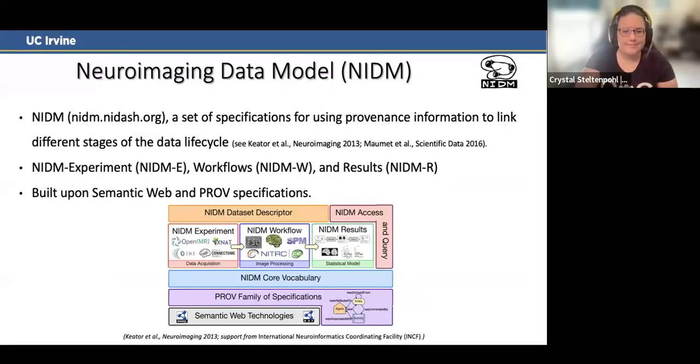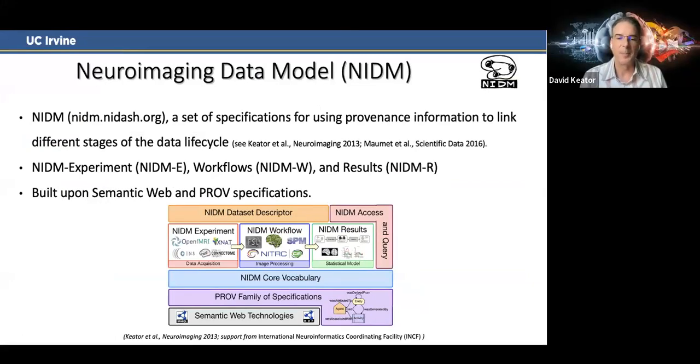Okay, so the basics of NIDM. NIDM was built off the PROV specifications, which is a family of documents used to describe provenance in any domain, really. And it's built on the Resource Description Framework, semantic web technologies, and allows you to make statements about data. So that's basically what semantic web and PROV allow you to do. You make statements about data. This is that, Bill's age 24, something like that.